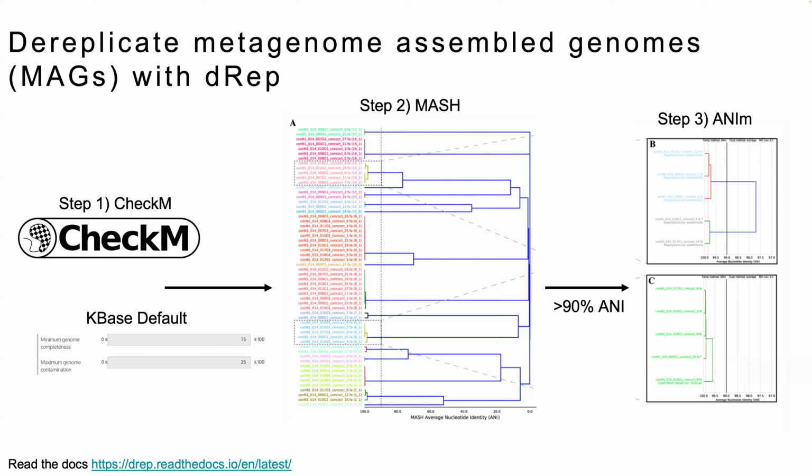And it runs 2 clustering steps. The first one is a MASH-based clustering. So it compares every genome to each other. And then the genomes that are 90% similar get into groups. And then it does a secondary clustering of those groups with ANI. And then it picks the best representative at 99%.